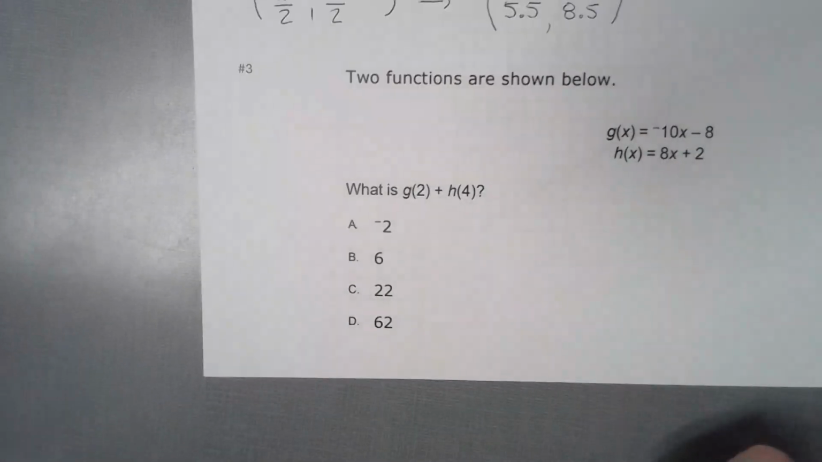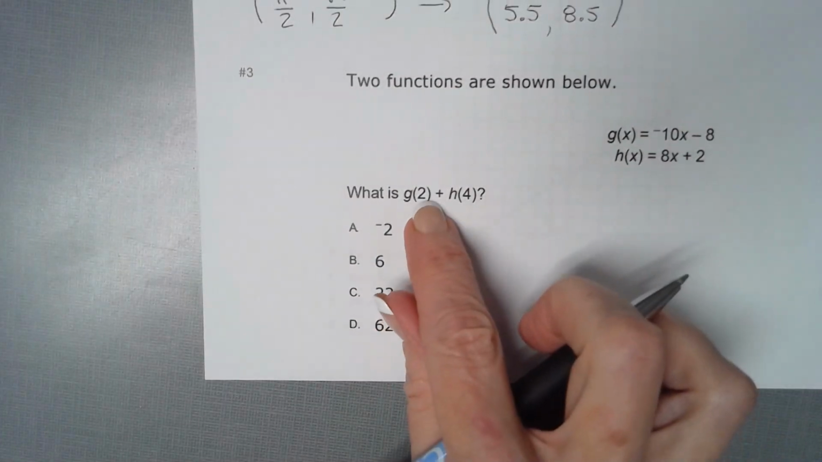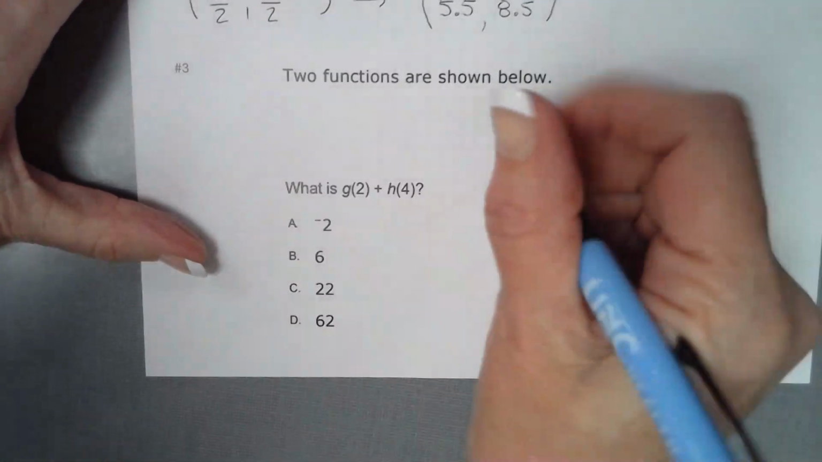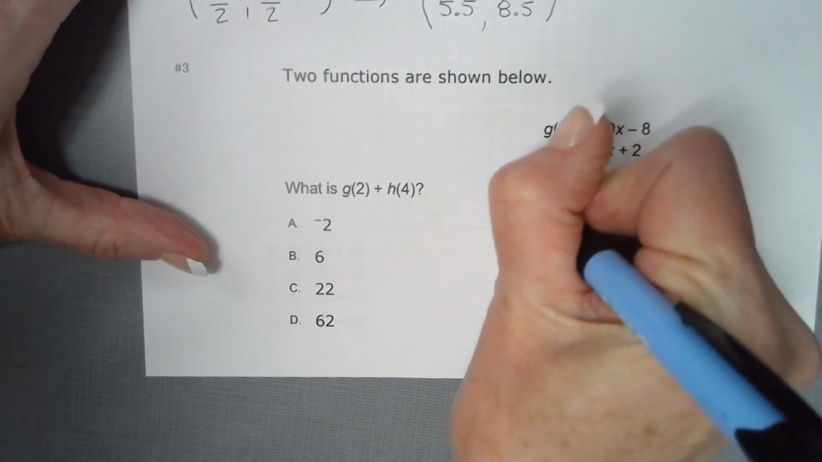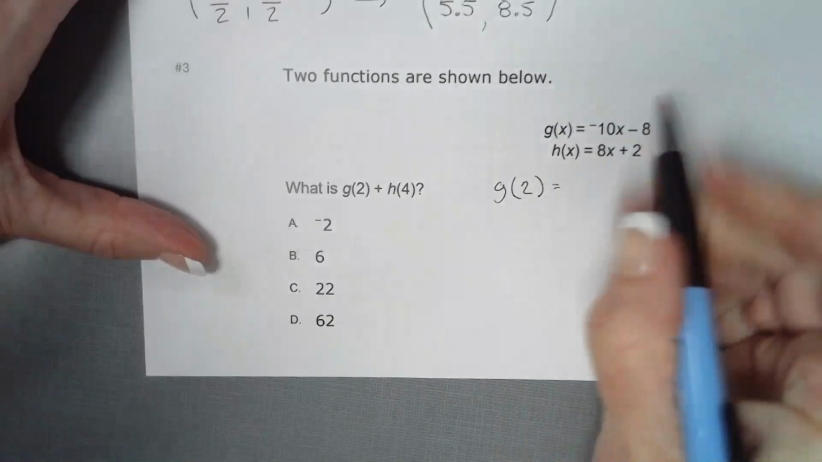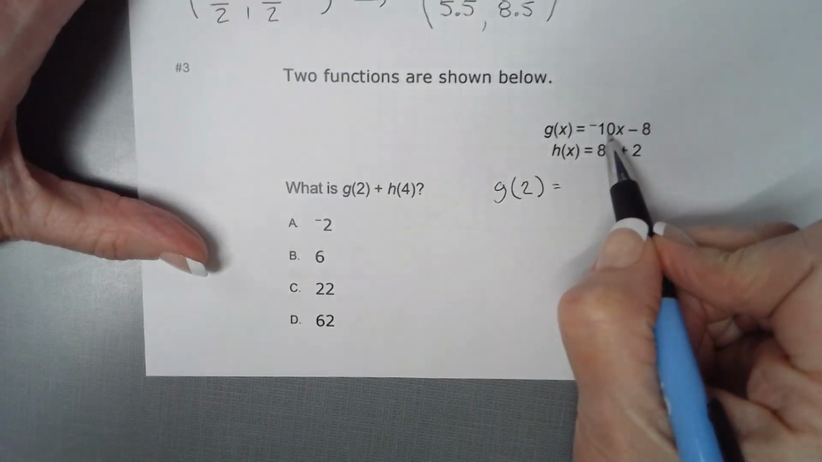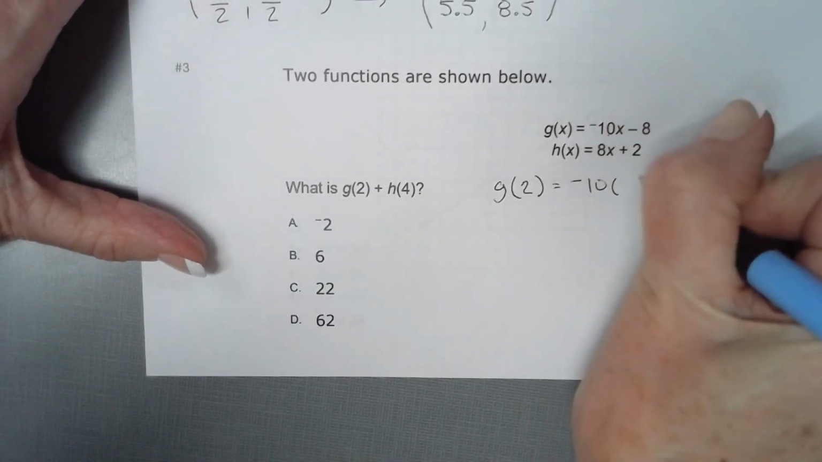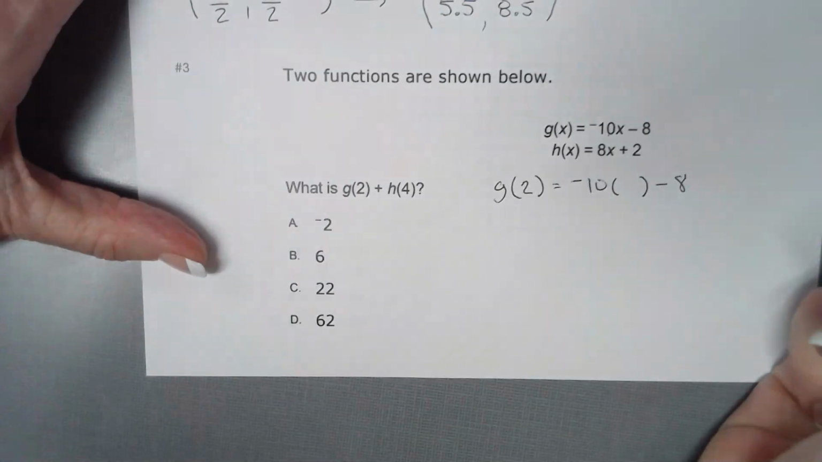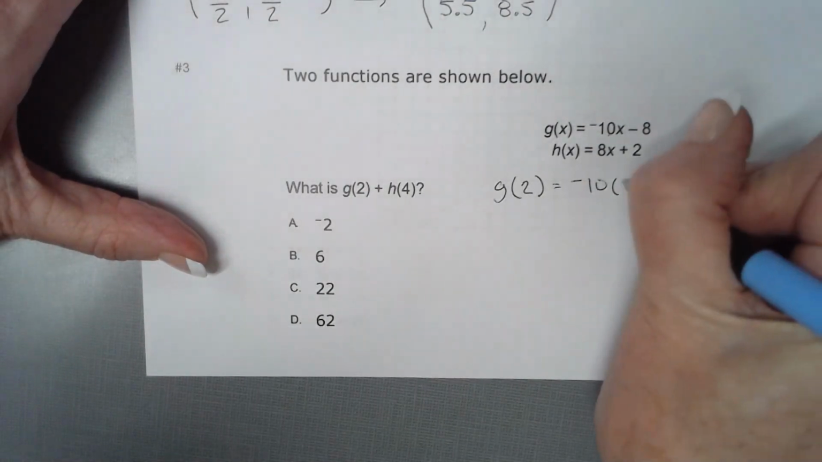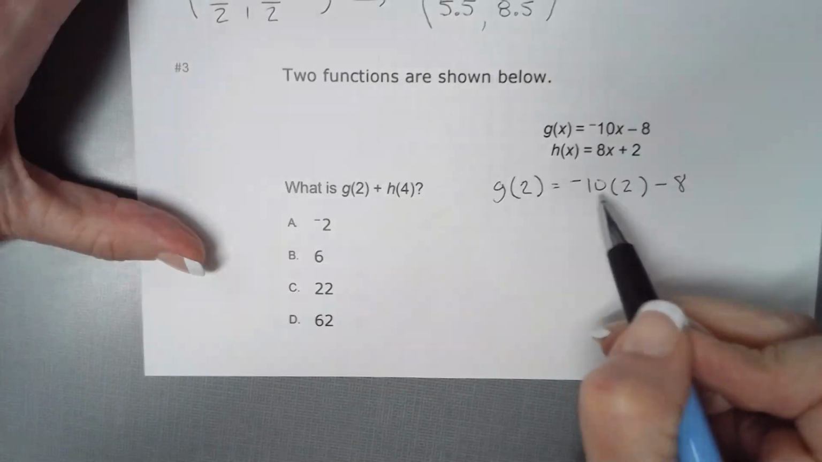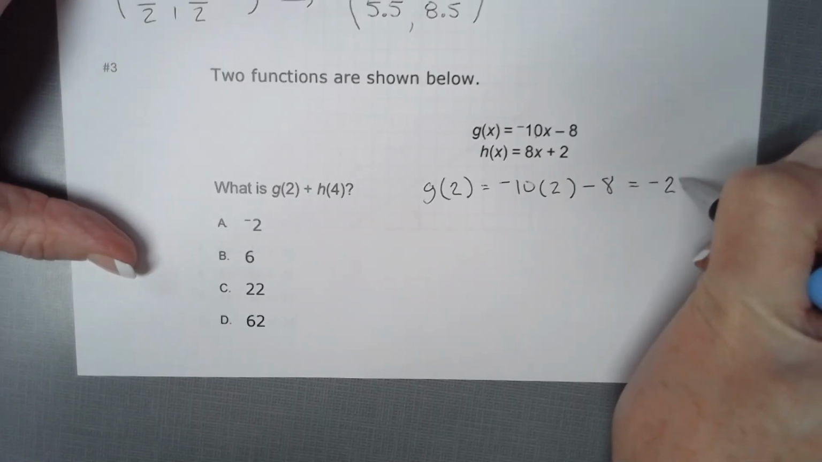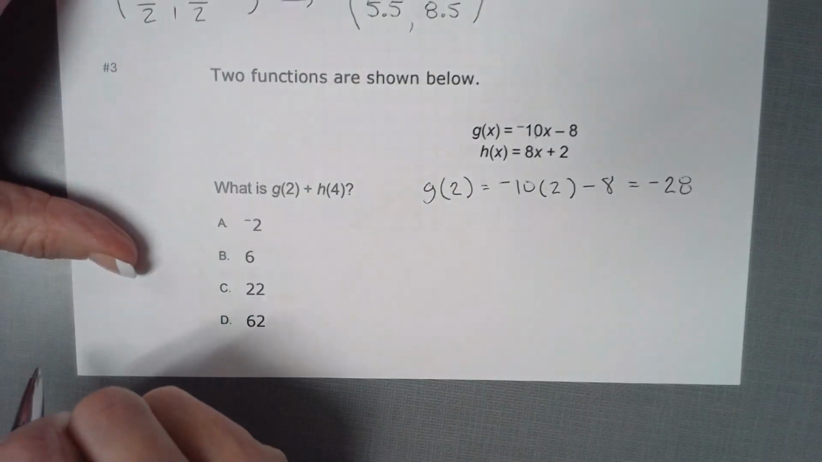Okay, evaluating functions. They're giving us two functions. They're asking us what is g of 2 added to h of 4. The first thing I need to do is find g of 2. It sounds like negative 10 blank minus 8. What goes in the blank? 2. So when I multiply here, that's negative 20, and negative 20 minus 8 is negative 28.